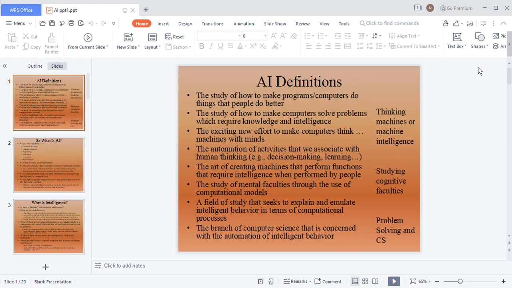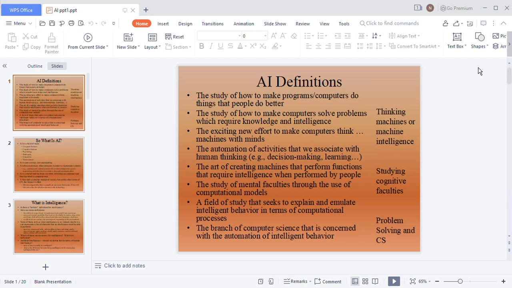The IQ levels. If any problem is given to you, based on the problem, you need to solve it. That is called intelligence. What is artificial intelligence? The communication between a robot and a humanoid is nothing but artificial intelligence. So, how to define AI in an appropriate manner? The study of how to make programs, computers do things that people do better. The study of how to make computers solve problems which require knowledge and intelligence.